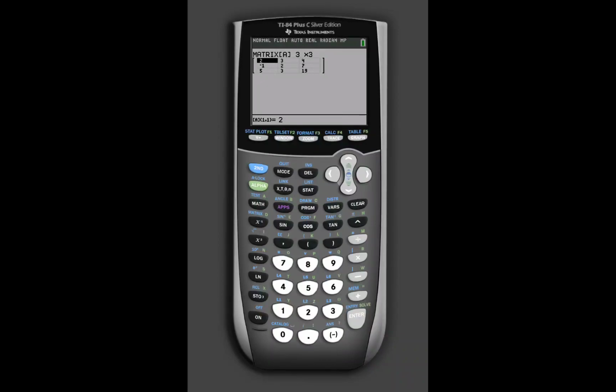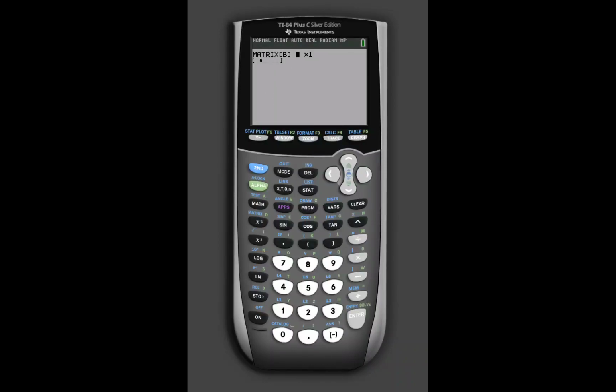Okay, so now I'm going to hit second quit to get out of this screen. And then I hit second matrix again. And I want to edit, but this time I want to edit B. So I went down to the B row. And there's my matrix A, which is a 3 by 3. I'm going to go to edit. Where I got there is I went to the matrix key, the matrix button. Then I went to the right and I went to the edit column.